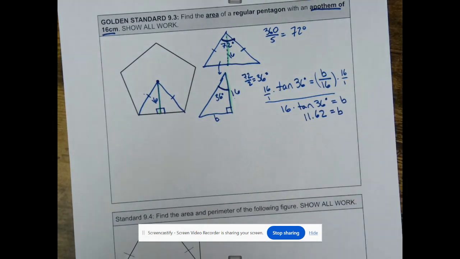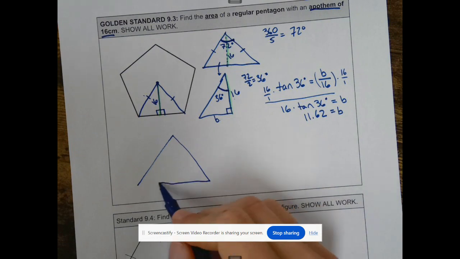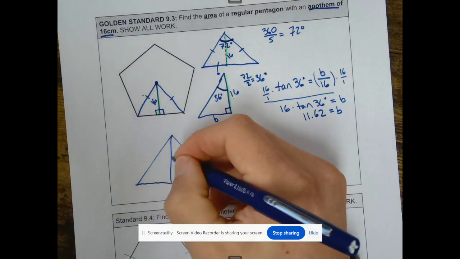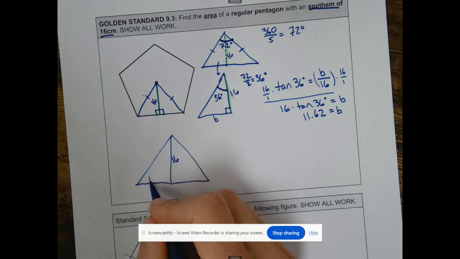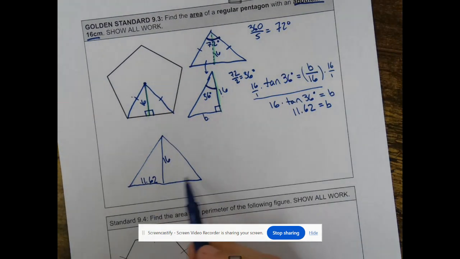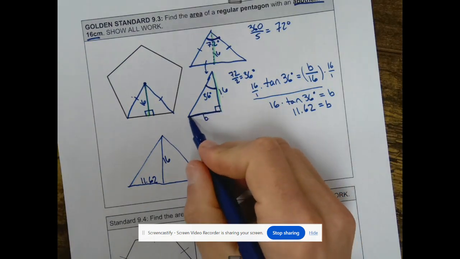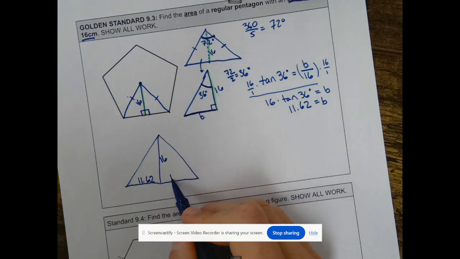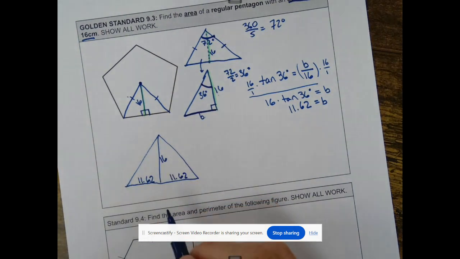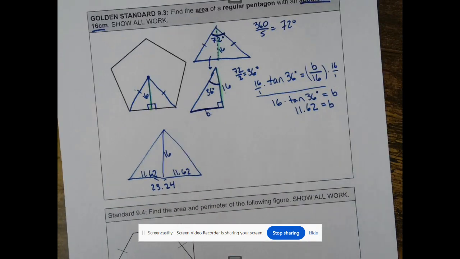Okay, let's think about what that means. In this triangle right here, again, this is the same triangle, the height is 16 and this right here is 11.62. Careful, that base is not the base of the entire isosceles triangle. This base is the base of only the right triangle right here. So it's just this right here, which means this length is also 11.62. So the entire base together is 23.24 centimeters.